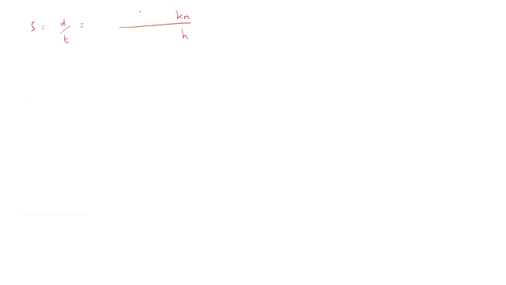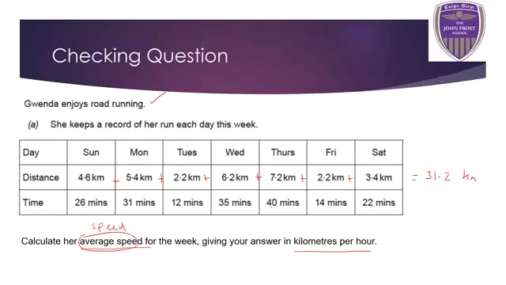So I'll put that on top here. Now I know what you're thinking. I know the bottom needs to be in hours. Sorry, but I will just add up the minutes first of all and see what happens. Let's hope I get a nice number. So 26 add 31 add 12 add 35 add 40 add 14 add 22. Oh, that's 180 minutes.